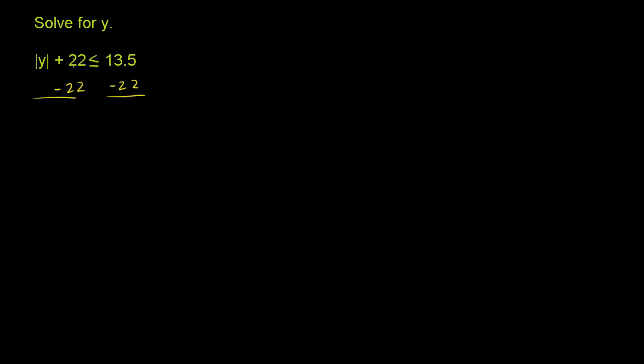The left-hand side, these guys cancel out. That was the whole point. So you're just left with the absolute value of y being less than or equal to 13.5 minus 22. Let me do it over here. 13.5 minus 22. The way I process it, I always like to put the larger number first. So I say that's the negative of 22 minus 13.5.